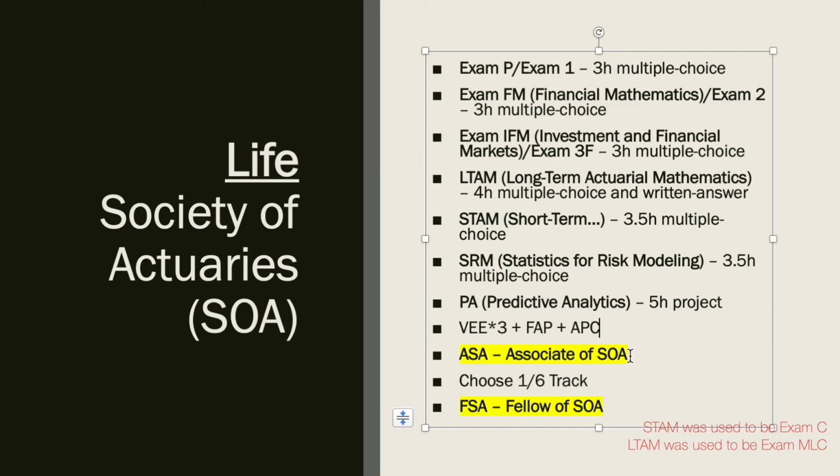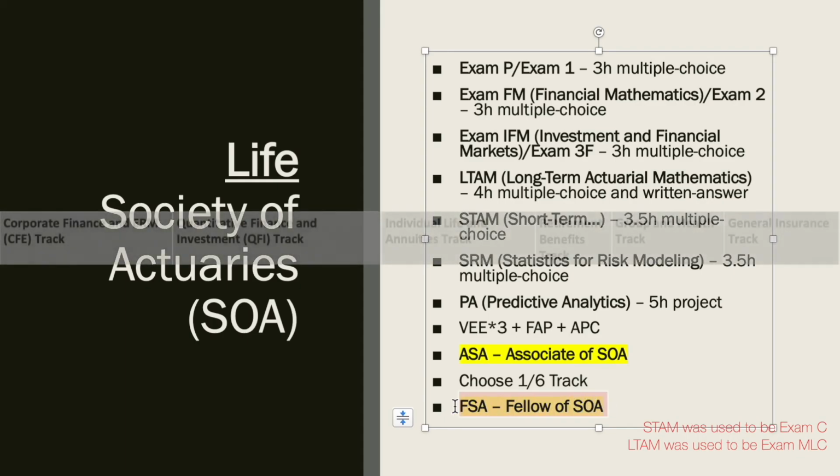After being an ASA, unlike CAS, where everyone takes the same upper-level exams, you now need to choose a track and complete all the exams under that track to get your FSA designation. There are 6 tracks in total.